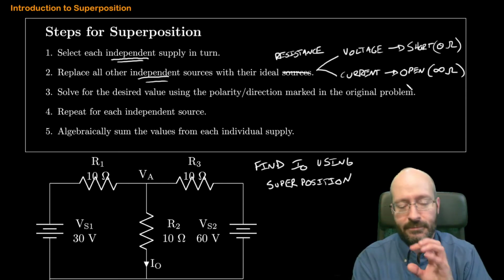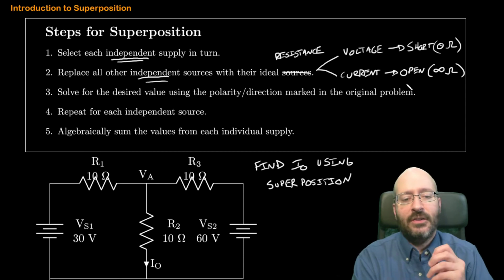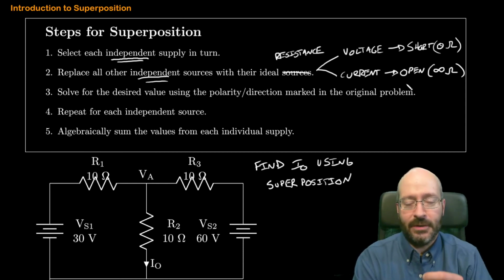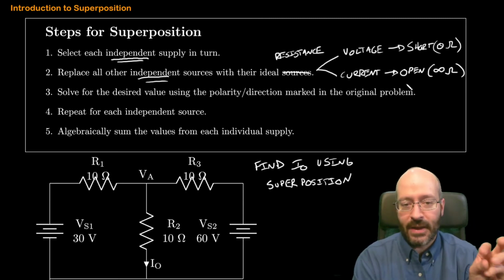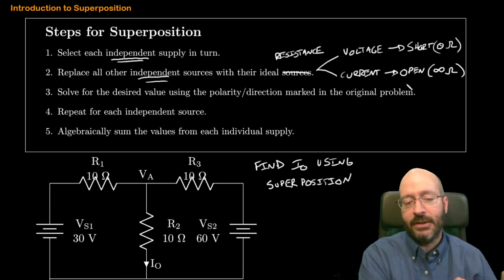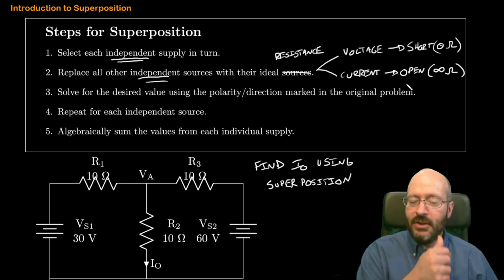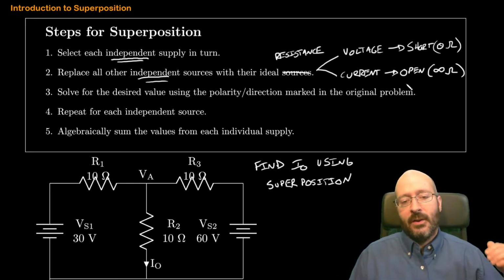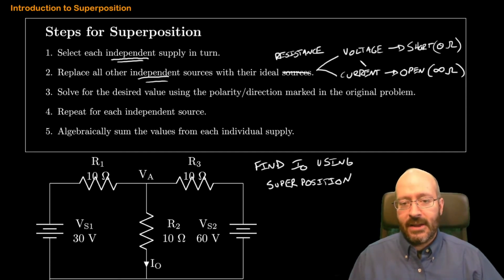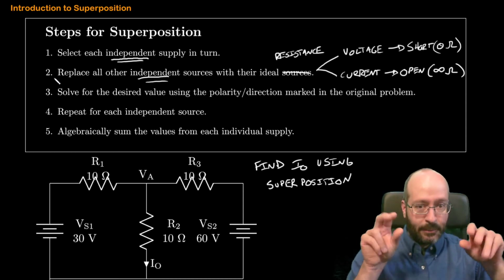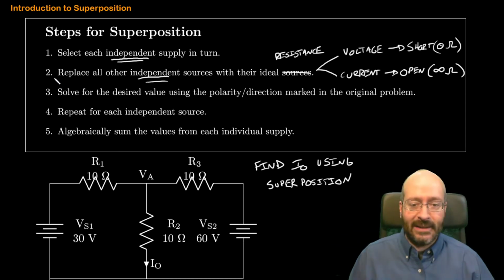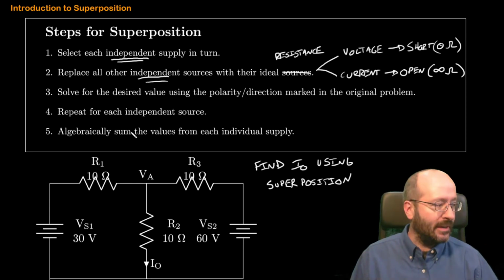Solve for the desired value. So we're going to use some method of analysis using the polarity and direction marked in the original problem. This is going to keep you honest when you have to add them back together, because then we can just take whatever sign comes out of that analysis, adopt that sign, and do that algebraic summation. We have to repeat this for each independent supply. So arguably steps 1 and 4 are kind of repetitious themselves. But then once we have all of these little subproblems solved, we just add them back together. Okay, we do that algebraically.